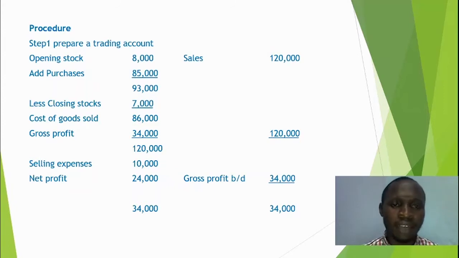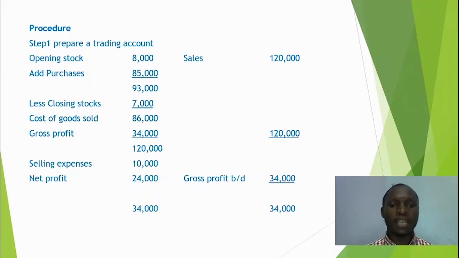How did we arrive at this? Profit here is gotten from sales minus cost of goods sold. This is how we arrive at our profit, which is 120,000 minus 86,000 naira. That will give us our gross profit. Now to arrive at our net profit, remember our selling expenses is 10,000 naira. So it's going to be 34,000 naira minus 10,000 naira to arrive at our net profit.